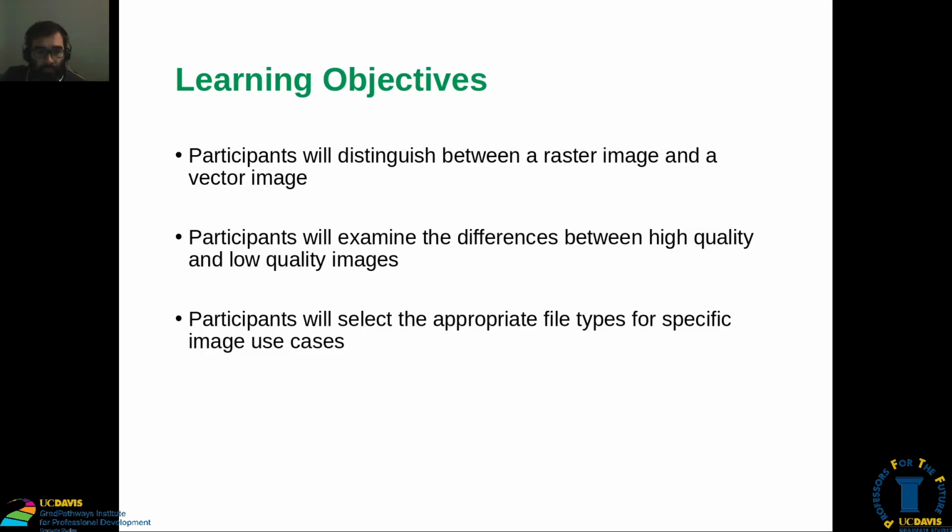And so if we jump into learning objectives, participants will be able to distinguish between what a raster image is and what a vector image is. They should be able to examine some differences as well between high quality and low quality images. And we will define that more in detail. And then hopefully by the end you'll be able to know which specific type of images you would want to use for certain use cases.